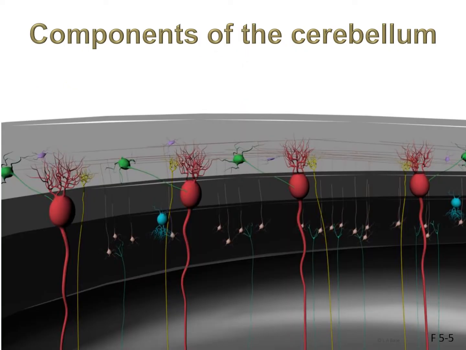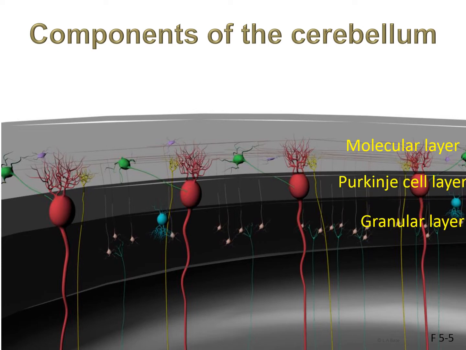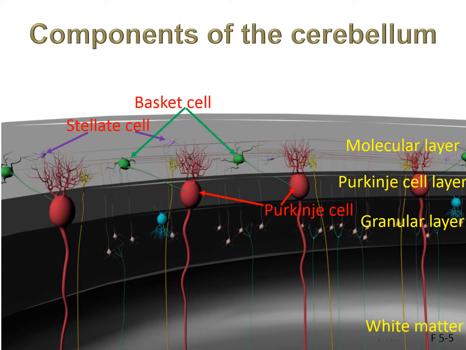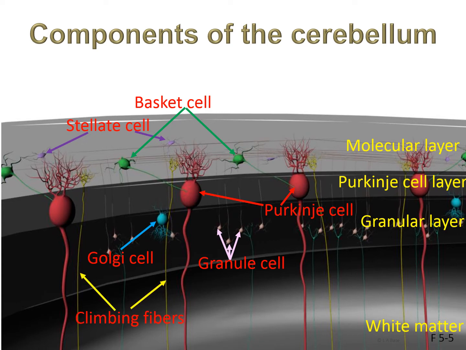So let's do a very fast review. Here we have the molecular layer, the Purkinje and granular layer, and then the white matter. In the molecular layer are the stellate and basket cells, while in the Purkinje layer are the bodies of the Purkinje cells. In the granular layer, we have the Golgi cells and millions of granule cells. In the white matter, we find the axons of the climbing fibers, as well as the mossy fibers.